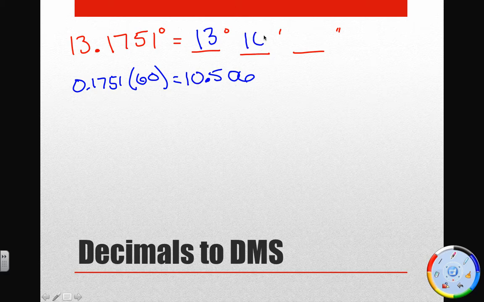So it's 10 minutes. And then I need to figure out what part of this minute is its seconds. So I need to go 0.506 times, well, this is now minutes. This is 0.506 minutes. And I need to know how many seconds. Well, there's 60 seconds in a minute. So I'm going to do that number. So times 60 is 30.36.